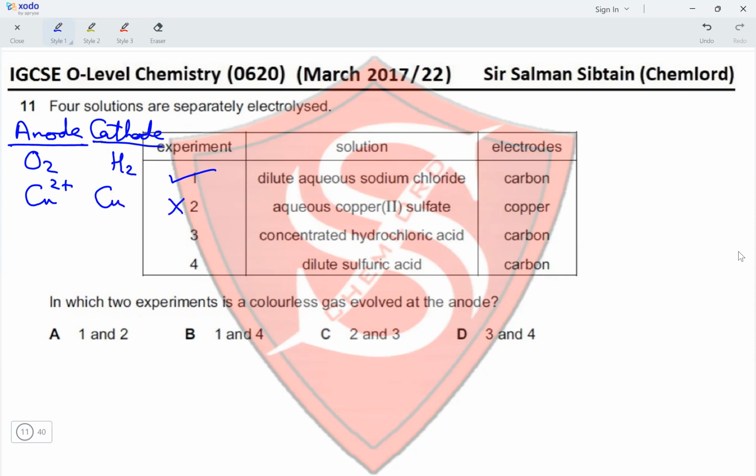Next, we have concentrated hydrochloric acid. So at the anode, we have production of chlorine gas, which is green in color, and at the cathode, we have production of hydrogen gas. So since a green colored gas is produced at the anode, this is not it either. And 4, dilute sulfuric acid with carbon electrode. So we have oxygen being produced at the anode and hydrogen being produced at the cathode, which makes this experiment correct as it is producing a colorless gas at the anode. So since experiments 1 and 4 are correct, option B is the correct option for this question.